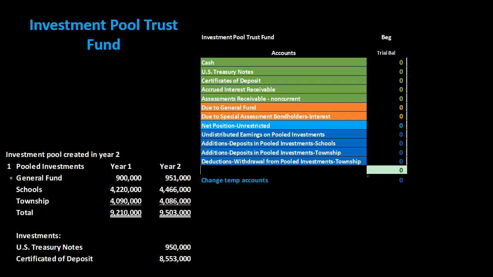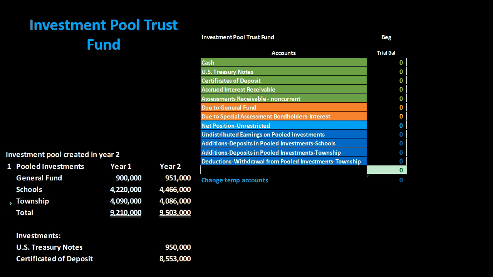The general fund is going to be part of or related to the fiduciary fund. So the fiduciary fund is being managed by the general fund here. And then outside funds are going to be the school district, which is outside of the immediate governmental entities, and a township, pooling their money together within this investment pool trust fund. This is the amount that was invested originally: the 900,000, the 4,220,000, the 4,090,000 by the general fund, schools, and township respectively.